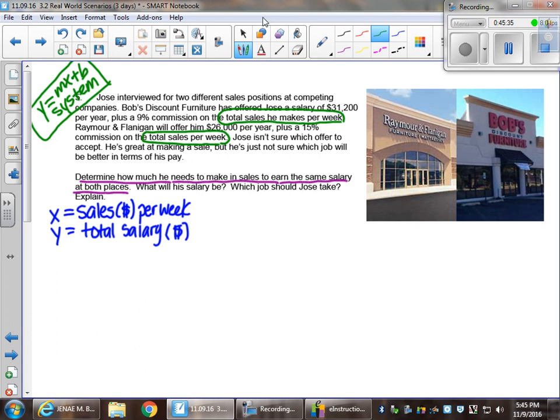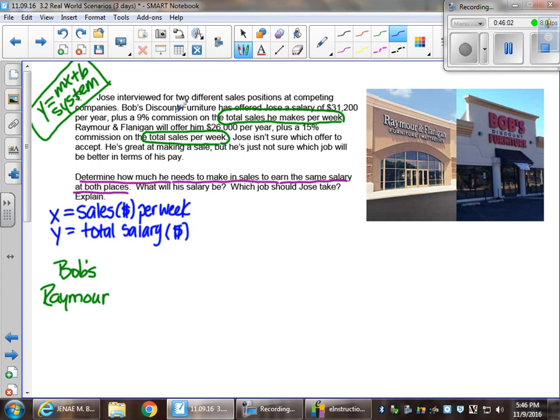Well, we got Bob's, and we have Raymore and Flanagan. I'm just going to abbreviate it as Raymore. We're looking for y equals mx plus b. Remember, this is the framework we're thinking about right now. So I'm looking for y equals mx plus b for Bob's.